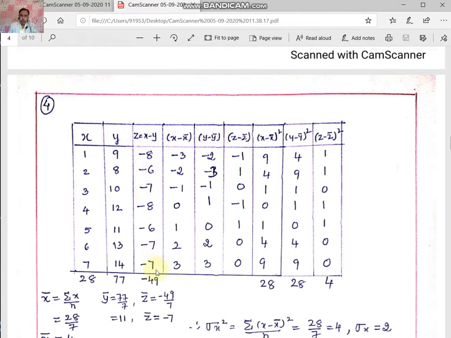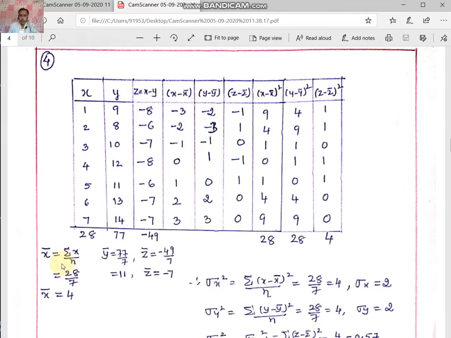So you have got all the differences, and x minus x bar. What is that x bar? The average value of x. Add all x values, sigma x is 28. 28 divided by 7 is 4. X bar is 4. Similarly, y bar is 11 and z bar is minus 7. So you got the average value of x, average value of y, average value of z.